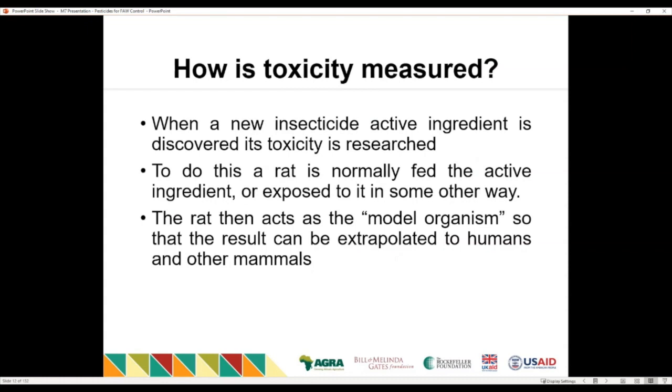And to do this, a company will take a rat, which is the normal experimental animal used, and we will feed this active ingredient to the rat, or expose the rat to it in some other way. In other words, on the skin or on the eye, or almost force the rat to inhale the substance. And this result that we get from the rat then acts as this model organism, so we can extrapolate this result from the rat, which is a mammal like humans are, to human beings, and in this way decide whether the active ingredient is contributing in some way to control and not causing so many adverse effects that we do not want it being used in the environment.